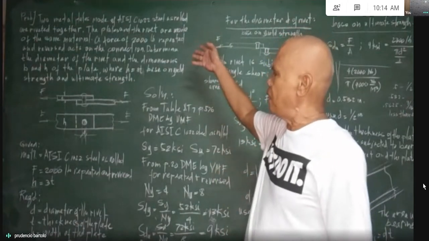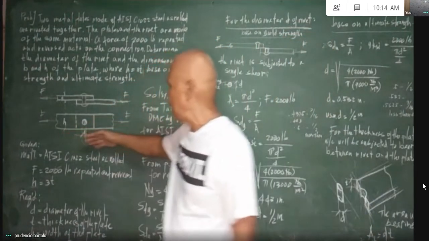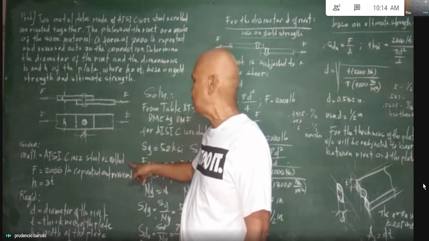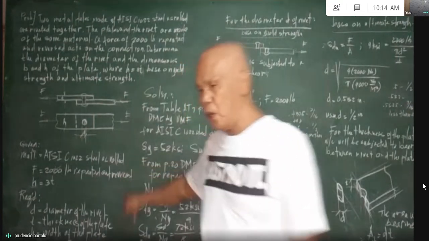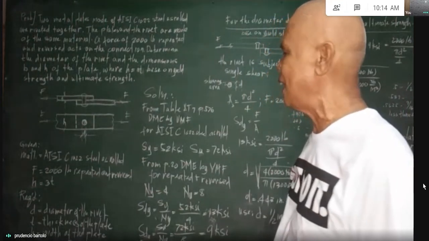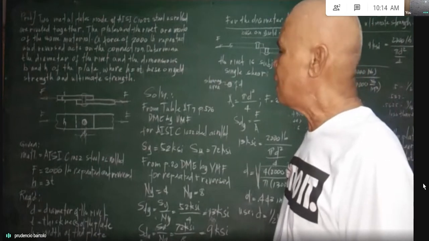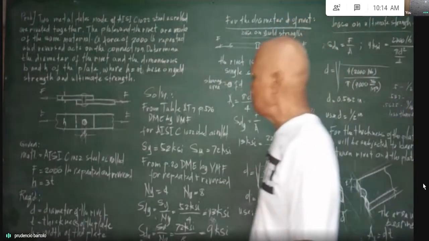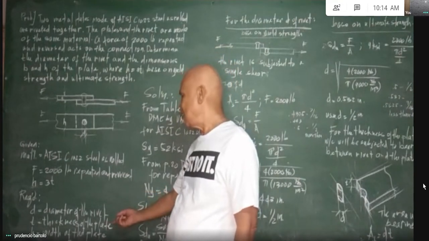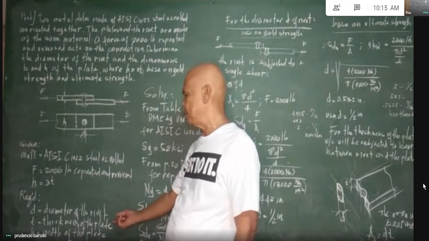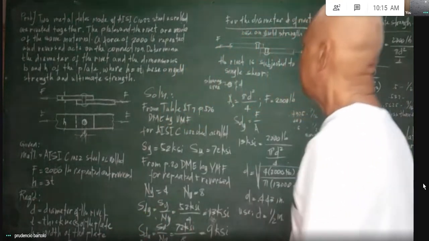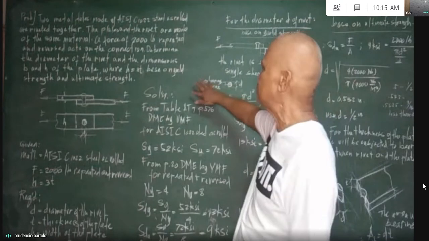So from the problem itself, we have here the given data, that is the material we have, of course, is AISI C1022 steel as well. The force is 2,000 pounds. There is a condition that X is equal to 3T. And we are required to find for the value of D, that is the diameter of the rivet, T, that is the thickness of the plate, and X is the width of the plate.